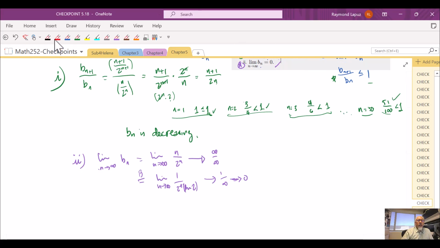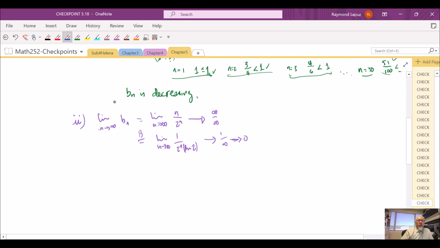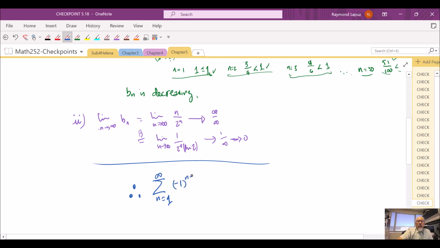And between these two conditions, we can therefore conclude that the series that we were checking on, the sum as n goes from 1 to infinity of (-1)^(n+1) times n over 2^n, converges. So this converges as an alternating series.